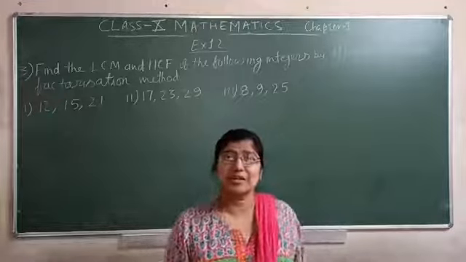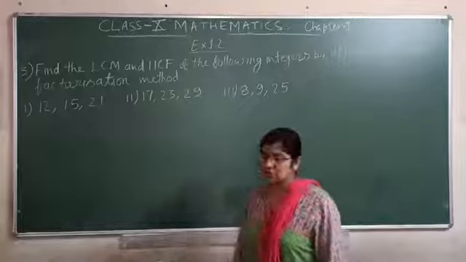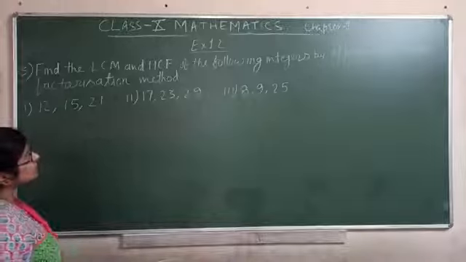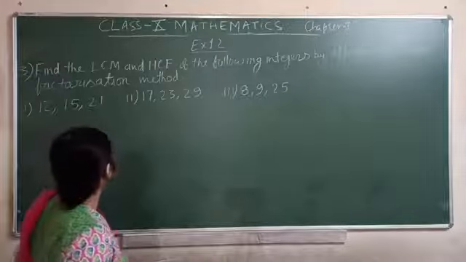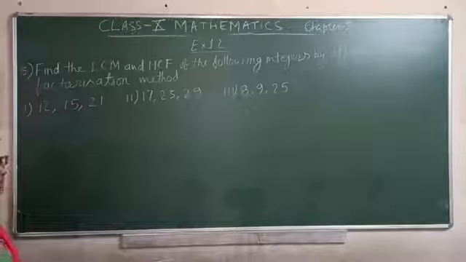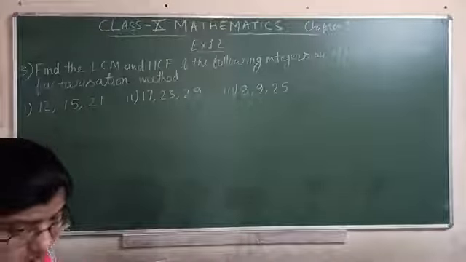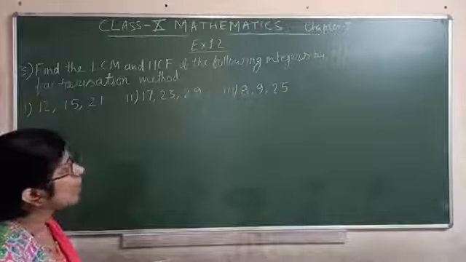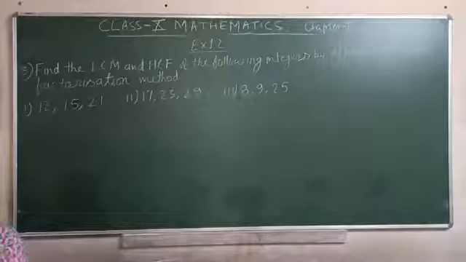Students, this is mathematics class for 10 and today we will do chapter 1 exercise 1.2. Question number 3. Find the LCM and HCF of the following integers by applying the prime factorization method. With the help of the prime factorization method, we have to find out the LCM and HCF of the following integers. Okay, so let's start.